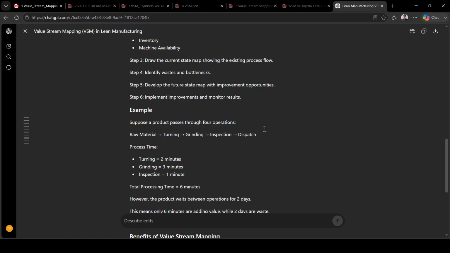Draw the current state map, showing the existing process flow. Identify waste and bottlenecks. Develop the future state map with the improvement opportunities. Then implement improvements and monitor results.